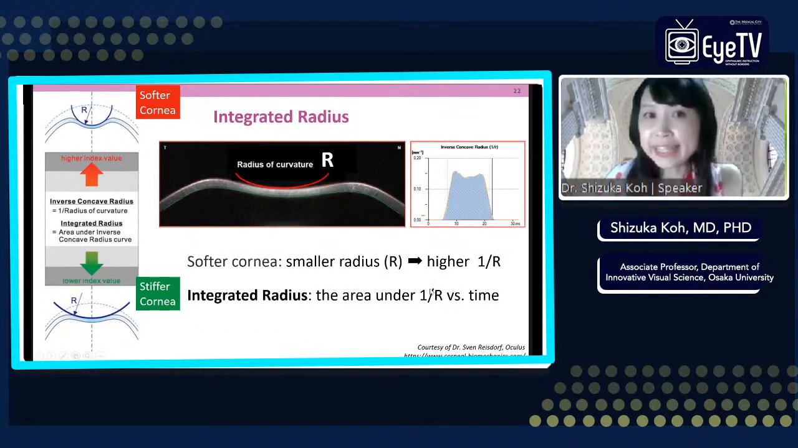The central radius of curvature is calculated during the concave phase of the deformation. Softer cornea exhibits smaller radius, so the inverse radius is higher. The area under this inverse radius versus time is determined, and it is called integrated radius. Thus, the integrated radius is higher in softer corneas than in stiffer corneas.